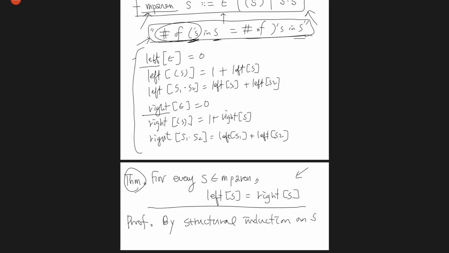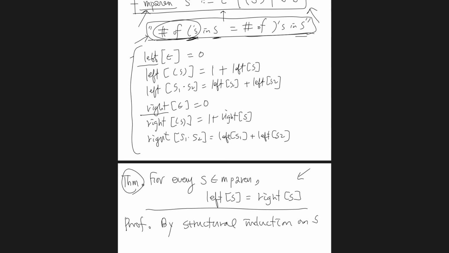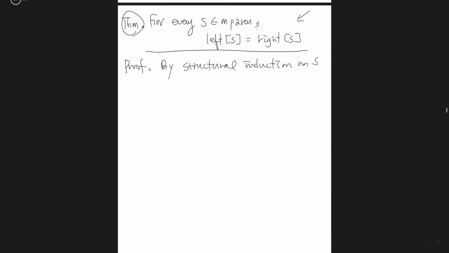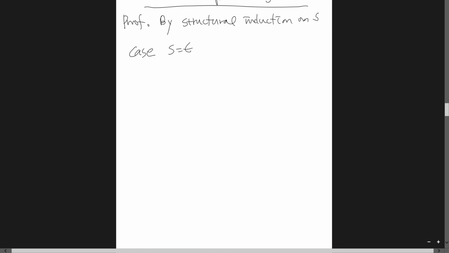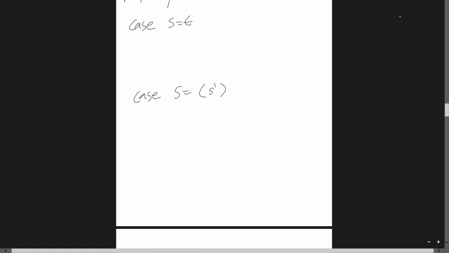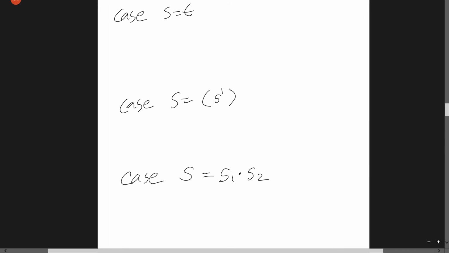So before we proceed, it helps to visualize the structure of the entire proof. In our case, there are three cases: this base case and these two inductive cases. Before filling in the details, let's structure the whole proof. First case, S is epsilon. The second case, S is parentheses including something smaller, so let's call it S prime. And finally, the second inductive case, S is S1 concatenated with S2.